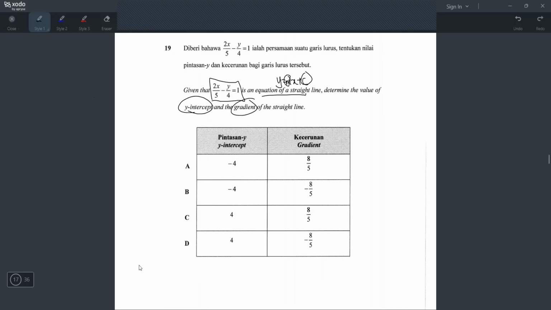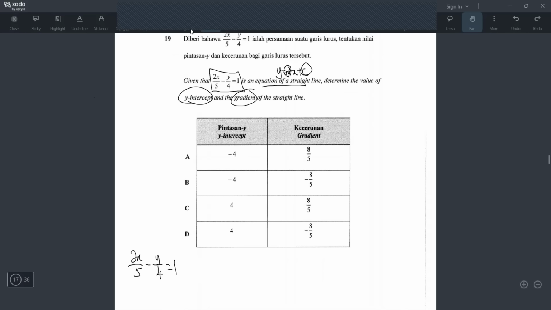So the equation they give us now is 2x over 5 minus y over 4 equals 1. If I want to change this to linear form, y equals mx plus c, what I want to do is make the y single. I want to make the y single on this side. So I will leave the negative y over 4 here, and then I will move this whole thing to the other side, becoming negative 2 over 5 x equals 1.